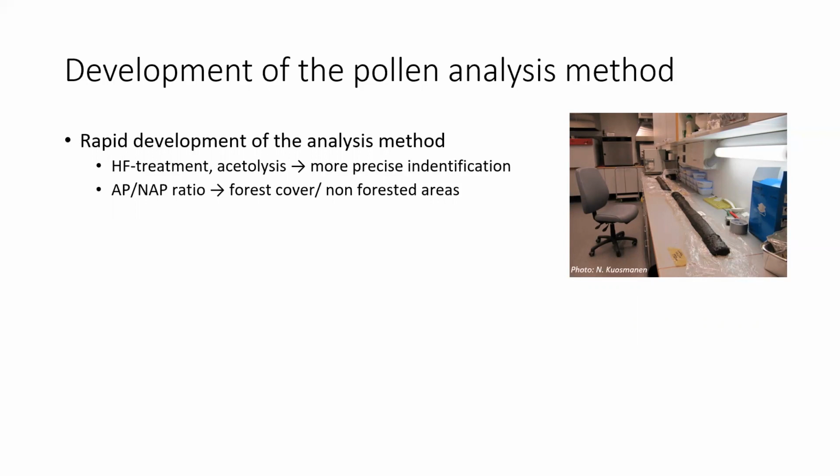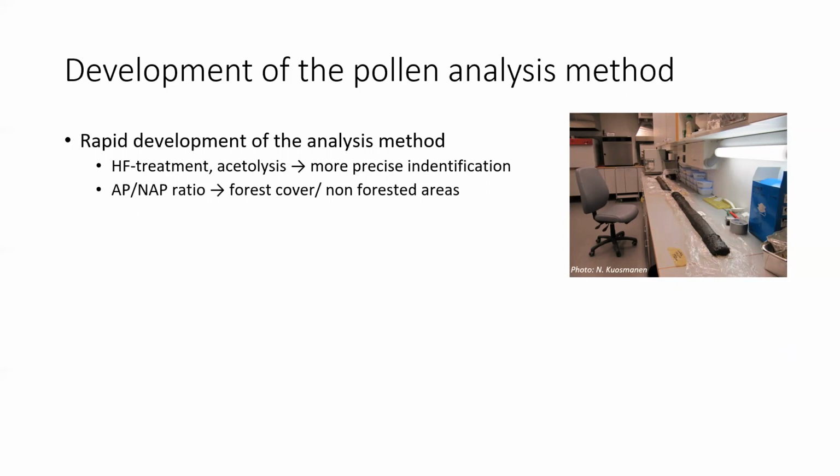These methods developed quite fast, and there came the hydrochloric acid treatment, which is used for removing mineral material from the samples. Then also acetolysis, done with, for example, sulfuric acid, to remove cellulose and extra plant material. So there were big developments in the method to get better samples.